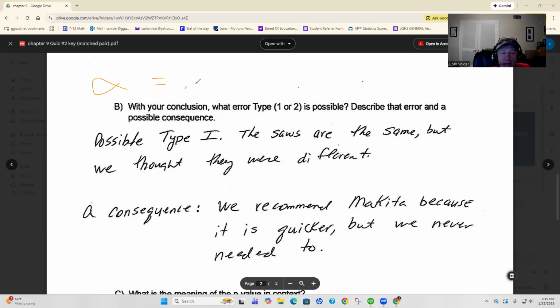So there's only a 5% chance that we made an error. Okay, that's pretty cool. A consequence: we recommend Makita because it is quicker, but we never needed to, right? If they're the same, just buy whichever one you want to buy. But if the error would be, we're recommending that, okay? And if you're a reputable company, you might get sued by Makita or something for doing the wrong thing. I don't know. Next one.